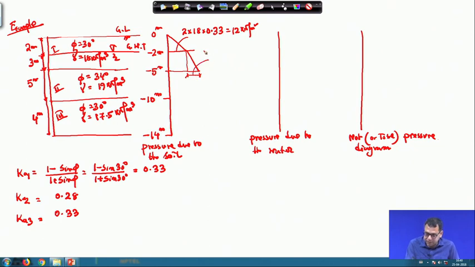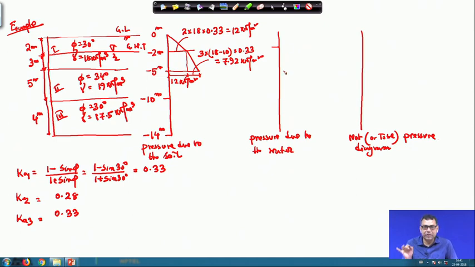So, that value will be 3 into unit weight 18 minus 10 into 0.33. So, this value is 7.92 kilonewton per meter square, and this one, as usual, is equal to 12 kilonewton per meter square. This is for the first layer.